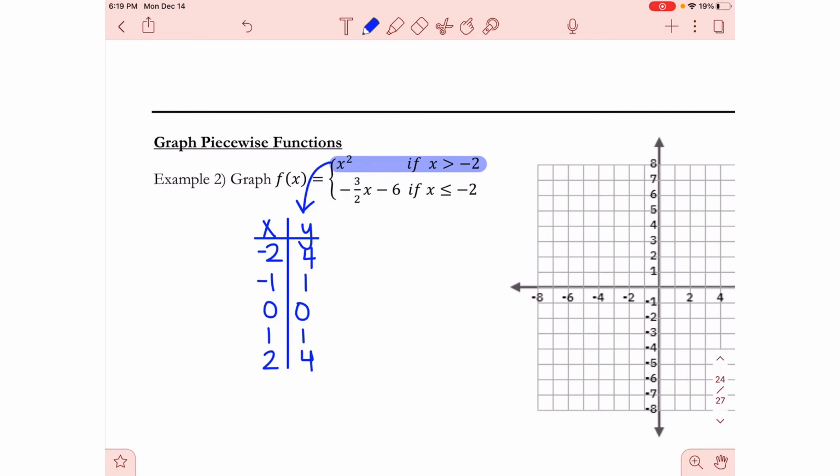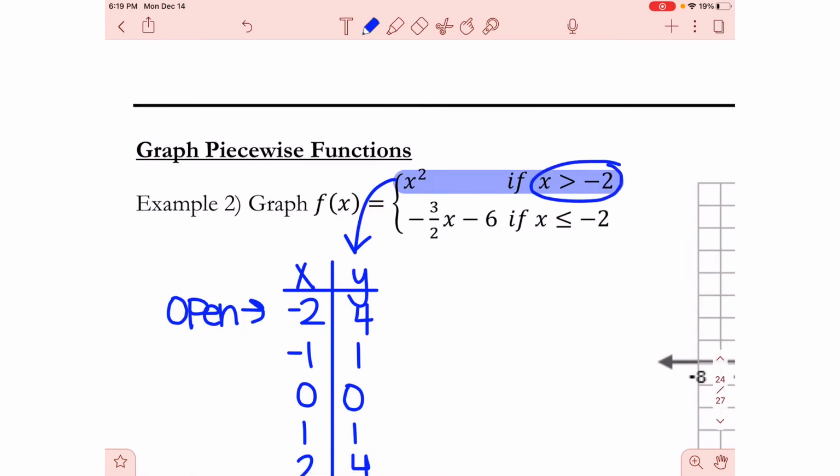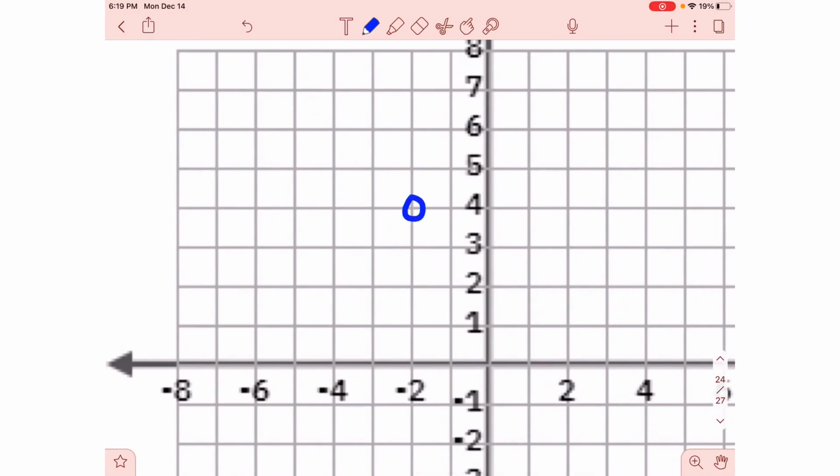And now I'm going to graph this. Now, since the x is greater than -2 but not equal to it, for this first starting point only, I'm going to make that an open circle and everything else will be closed. So at -2, 4, that's going to be an open circle. -1, 3, what am I saying? -1, 1, my bad, 0, 0, 1, 1, and 2, 4.